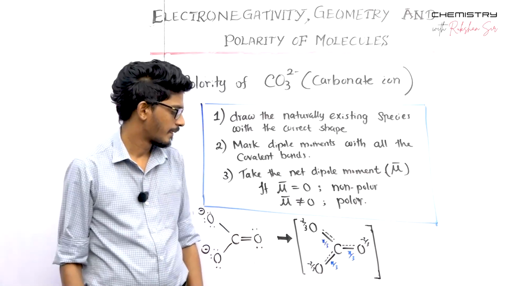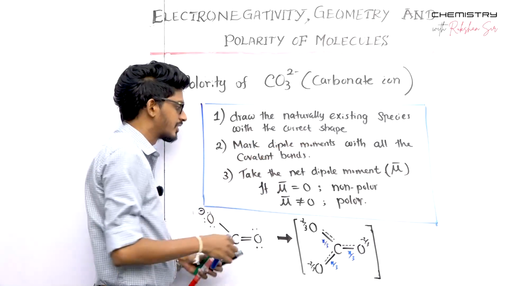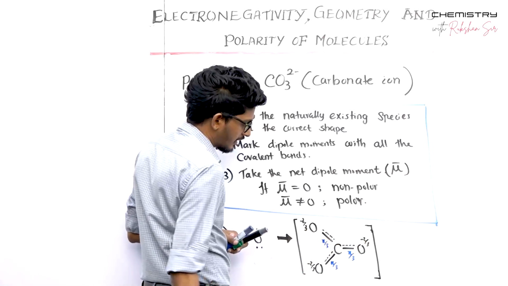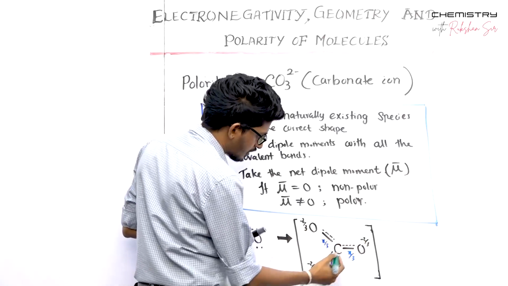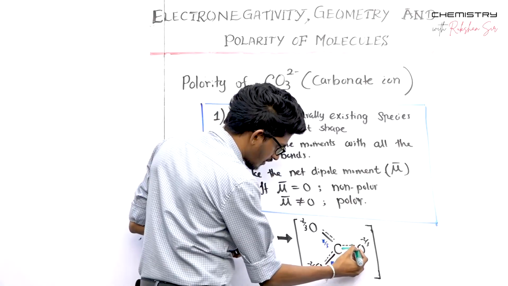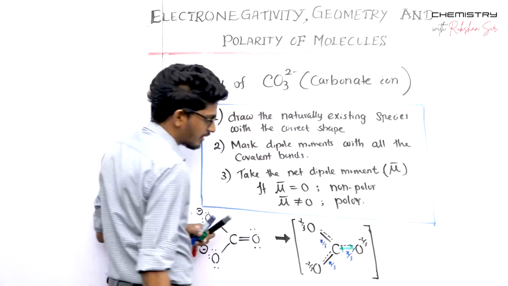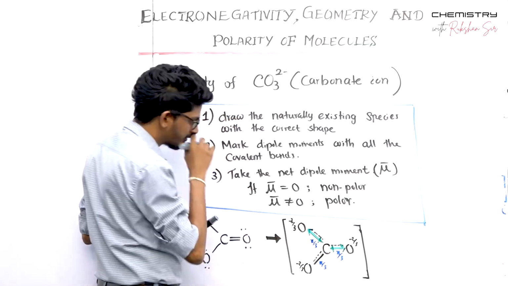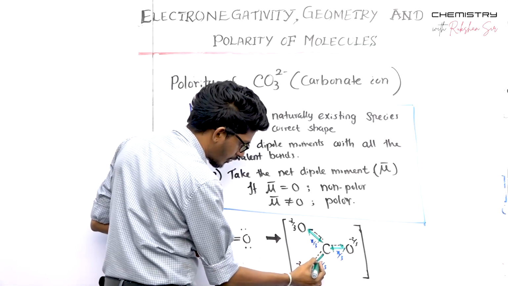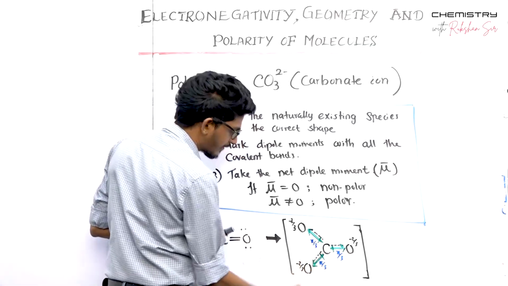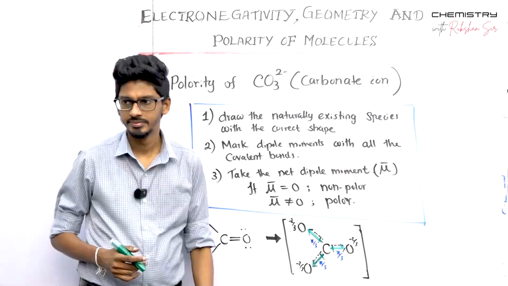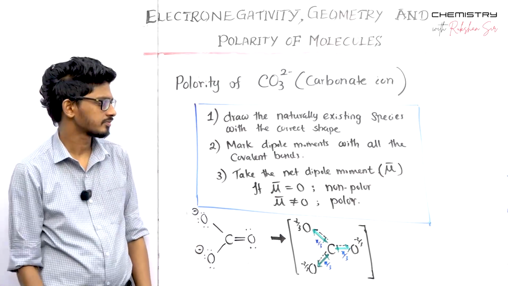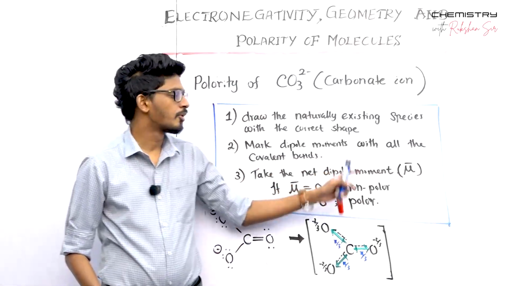The resonance hybrid. Then mark dipole moments with all the covalent bonds. In a C-O bond, the oxygen is negative, so the electrons will be attracted towards the oxygen. Carbon is the positive pole, while the oxygen is the negative pole. That is how you mark the dipole moments with all 3 bonds. That is done.